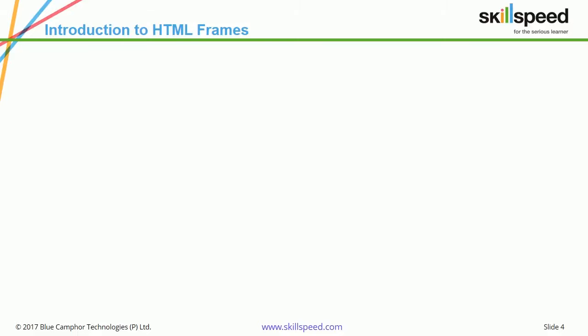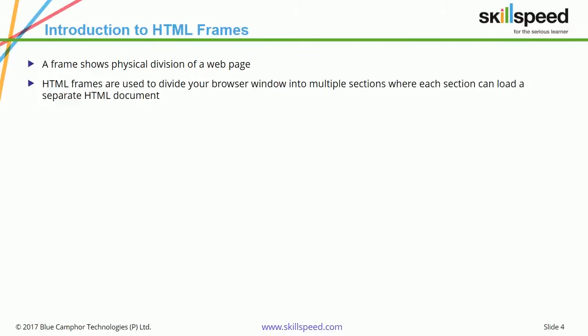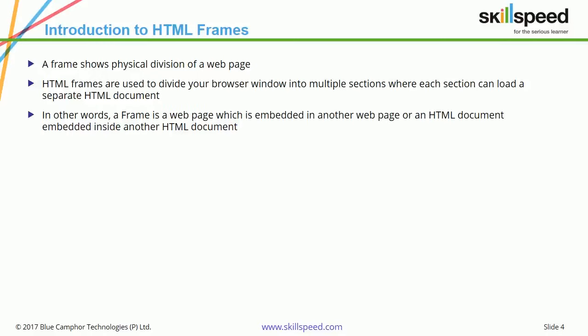So before going to handle a frame, we should learn what is a frame. So let us go through the introduction to HTML frames. A frame shows the physical division of a web page. HTML frames are used to divide your browser window into multiple sections where each section can load a separate HTML document. In other words, a frame is a web page which is embedded in another web page, or an HTML document embedded inside another HTML document.